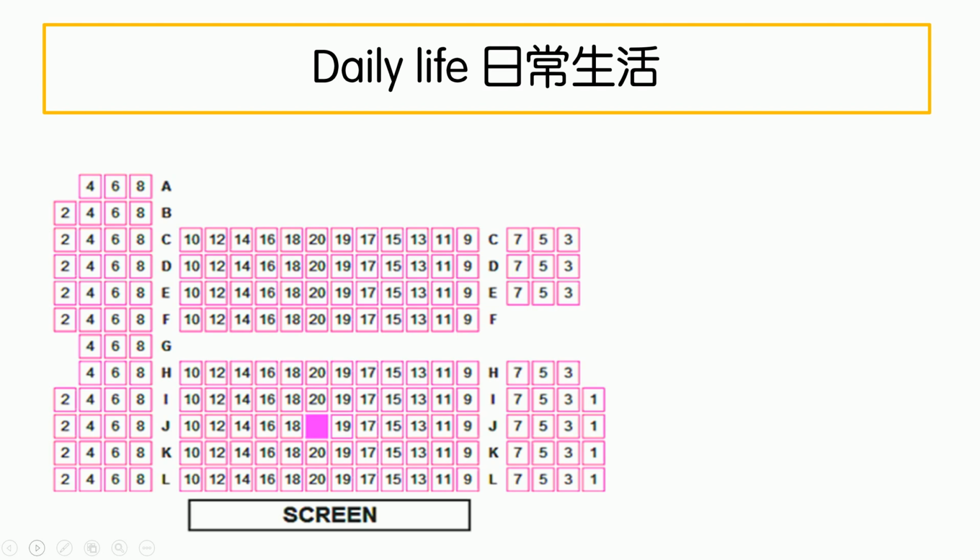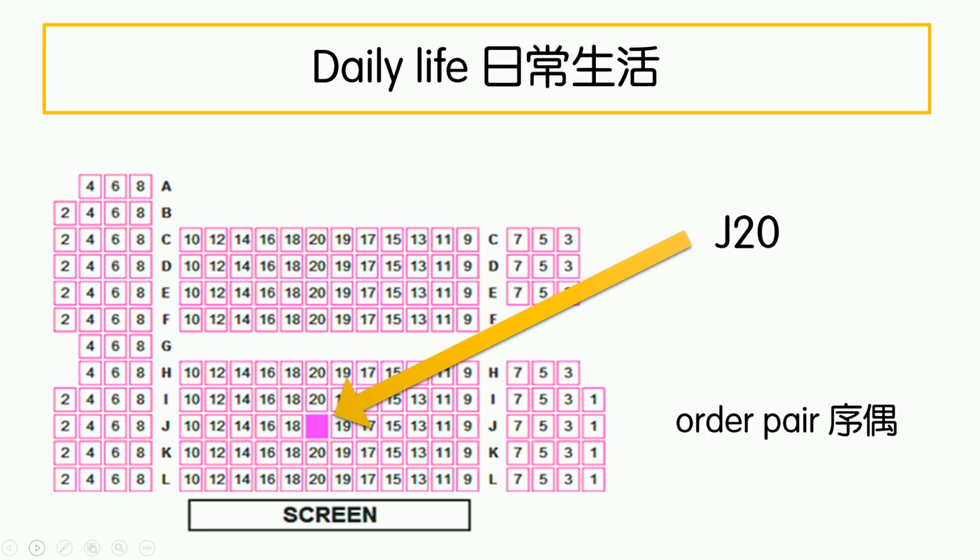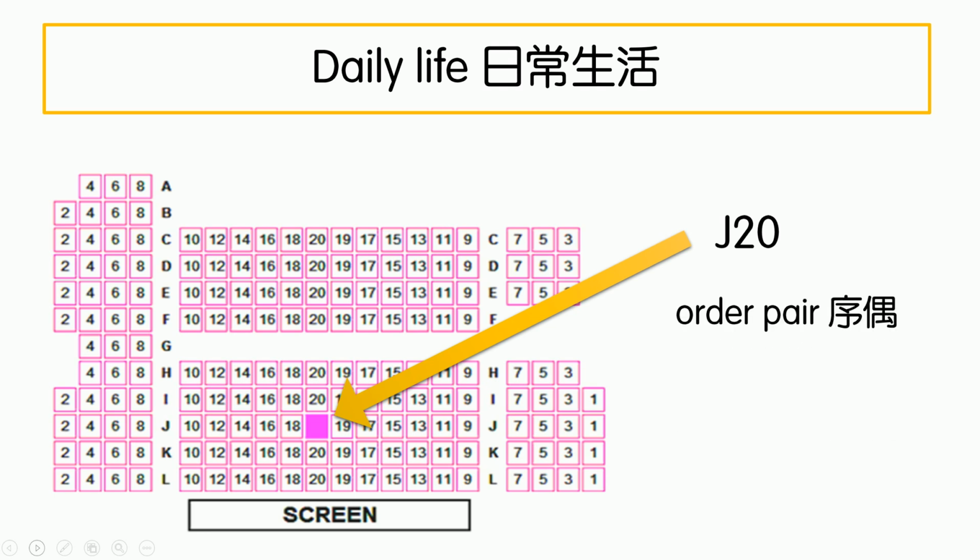In daily life, when we go to the cinema, if we want to buy a ticket, we will tell the staff, I would like to choose J20. So actually, J20 contains two pieces of information: the J column and the seat number, which is 20. This is an ordered pair.